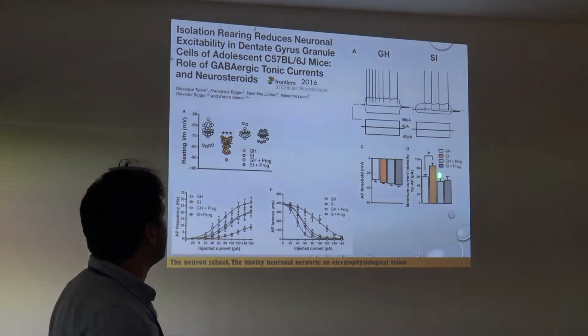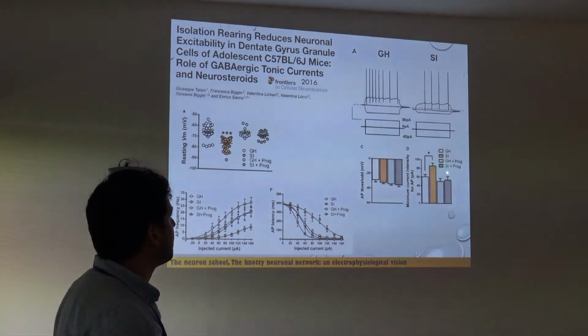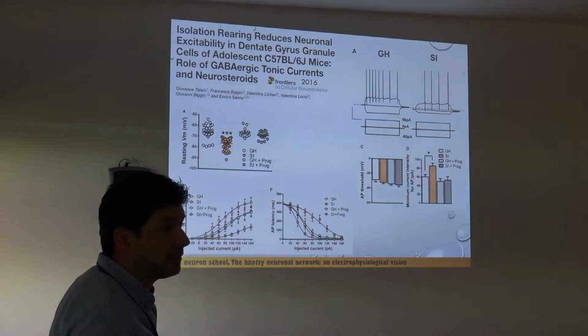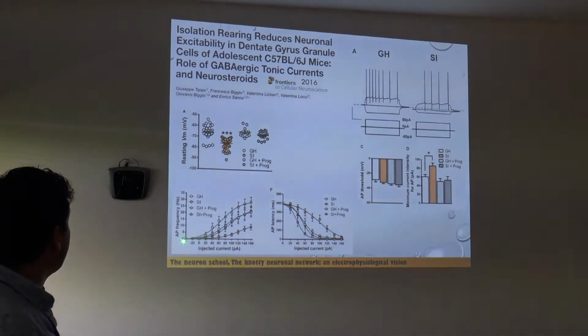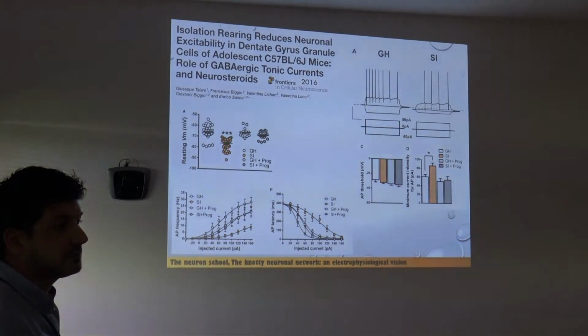Okay, and we have an increase of the rheobase, so we need much more current in order to elicit the first action potential in isolated mice. And again, we have a decrease in action potential frequency. This is the control one, and this is the isolated one. And even an increase of action potential latency. Okay? Probably all these changes depend on the fact that isolated animals have a much more depolarized resting membrane potential. Okay?